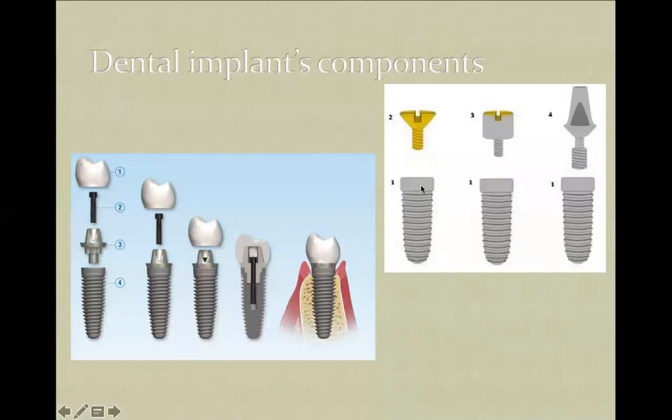So the first, maybe the most important and most expensive part of this total mechanical construction is the dental implant itself. It is usually a cylinder-like or cone-shaped, screw-like device that will be inserted, or let me say, screwed inside the bone. Okay.